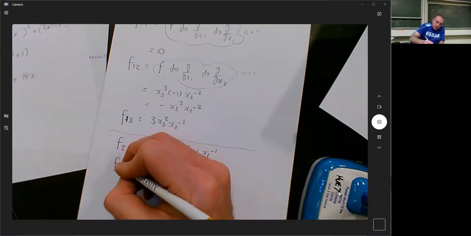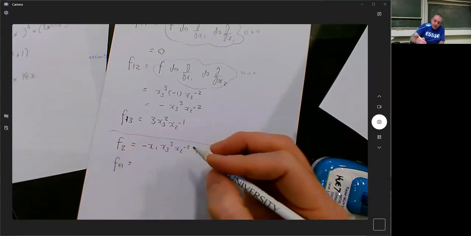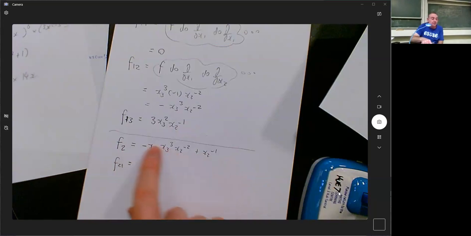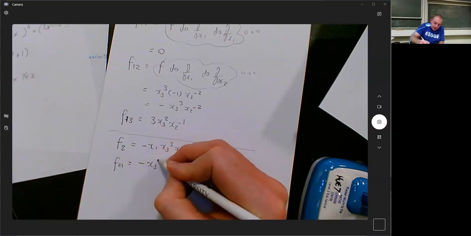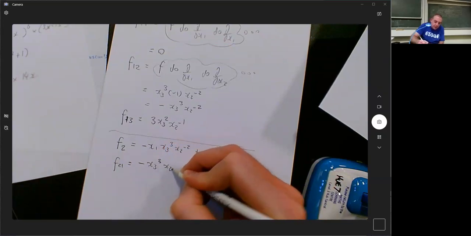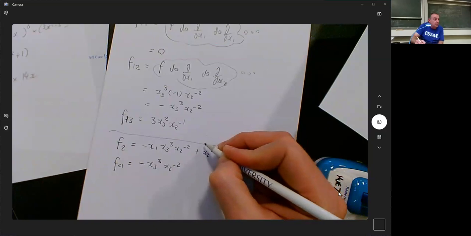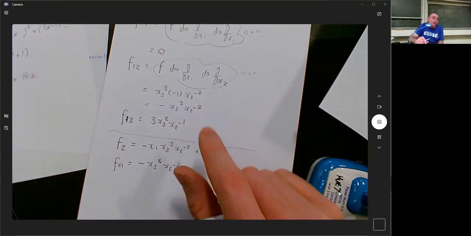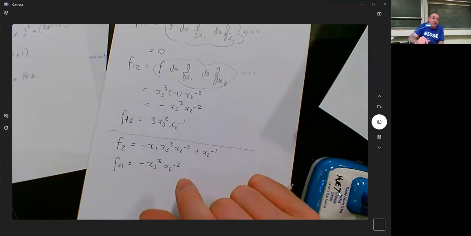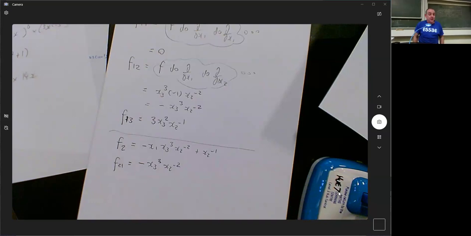And f21 would be differentiating this with respect to x1. The coefficient of x1 here is minus x3 cubed x2 to the minus 2, and that doesn't have an x1 in it. And this is the same answer we got back here. So f12 should be f21 unless you've made your function extremely strange. And so on. I can do them all that way.